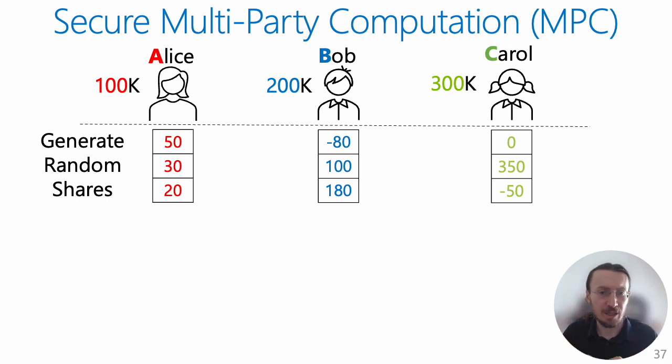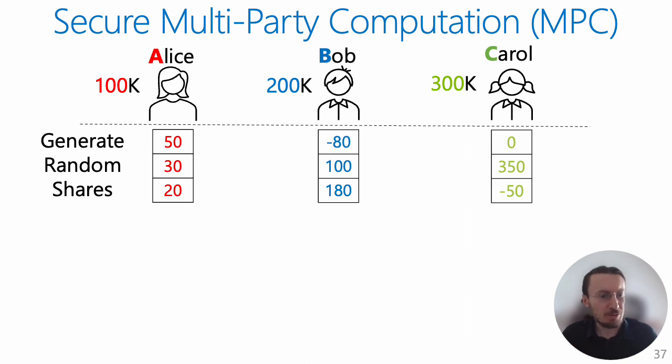So in the first step, we generate random shares. A given salary, for example 100K for Alice, is split randomly into 3 shares, 50, 30, and 20. And this is split such that the added shares give the salary for Alice, which is 100K. This is done for each person. So for example, Bob has shares minus 80, 100, and 180. Carol generates shares 0, 350, and minus 50.